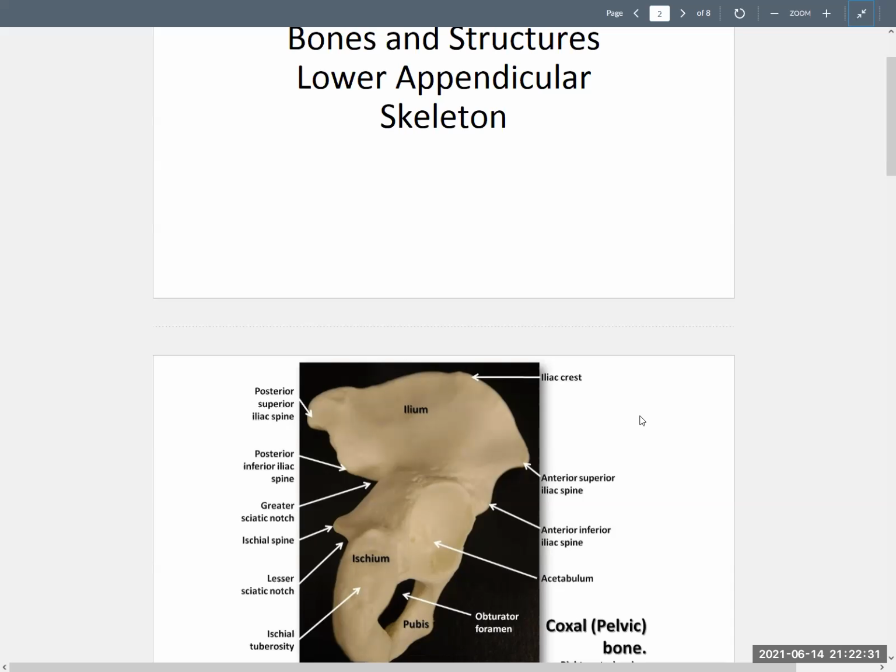Remember, there are 126 bones in the appendicular skeleton. There are 80 bones in the axial skeleton and 206 altogether.